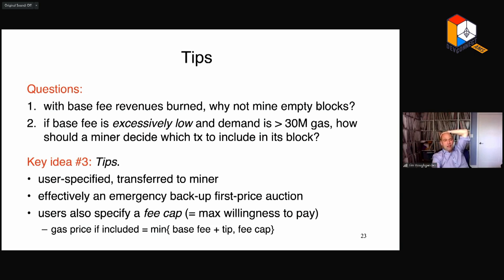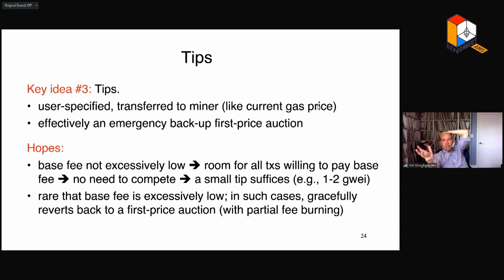And so the hope is that in times of normal operation, where demand has been fairly steady and the base fee has stabilized so that there's typically roughly 15 million gas of eligible transactions for each block, this first price auction is literally just used to give block producers the minimal incentive to not leave the block empty. And so that's going to be some non-zero but nominal amount, maybe like 2 to 3 Gwei would be a typical tip.